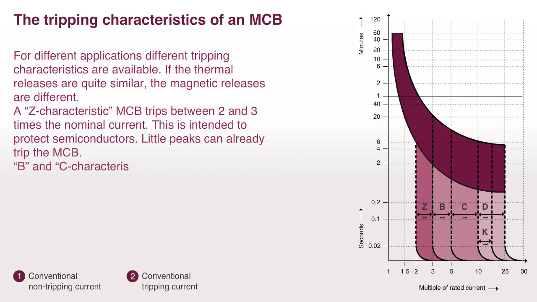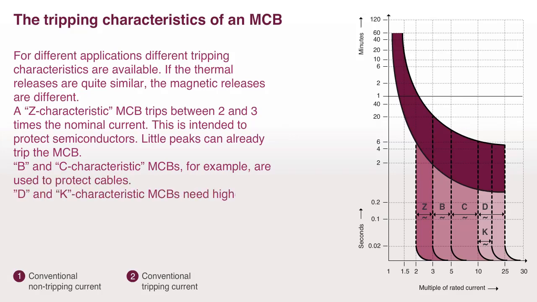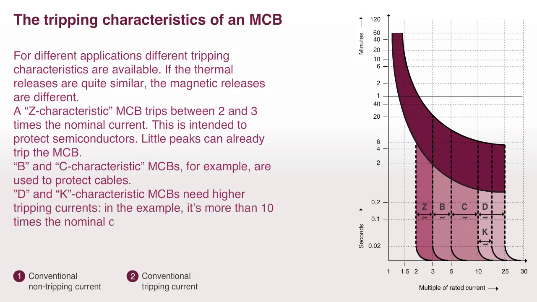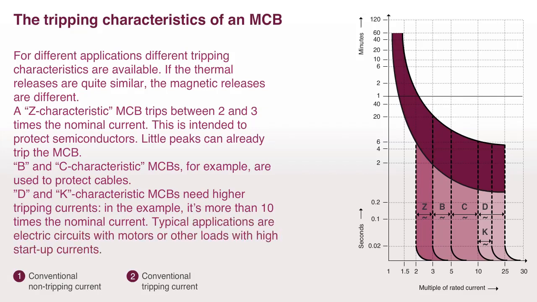B and C characteristic MCBs, for example, are used to protect cables. D and K characteristic MCBs need higher tripping currents. In the example, it's more than 10 times the nominal current. Typical applications are electric circuits with motors or other loads with high startup currents.